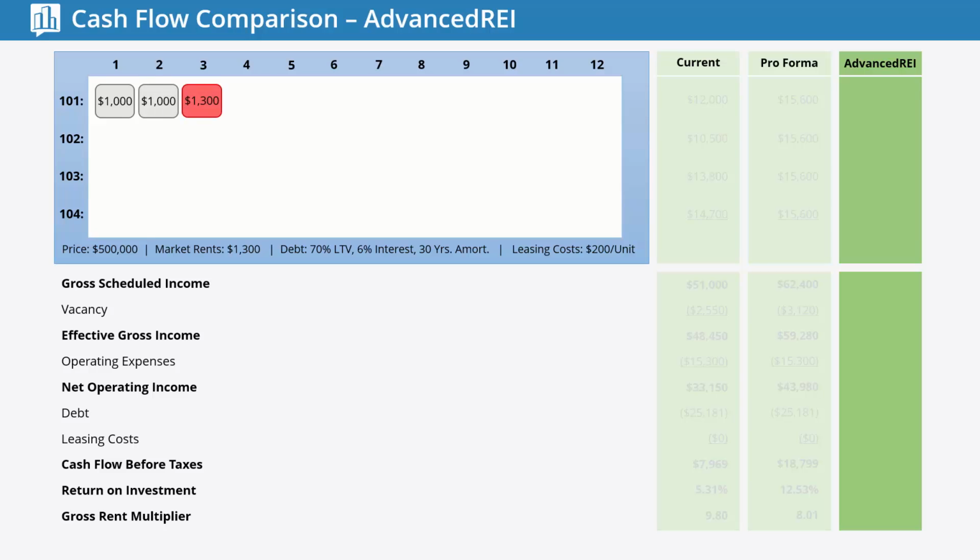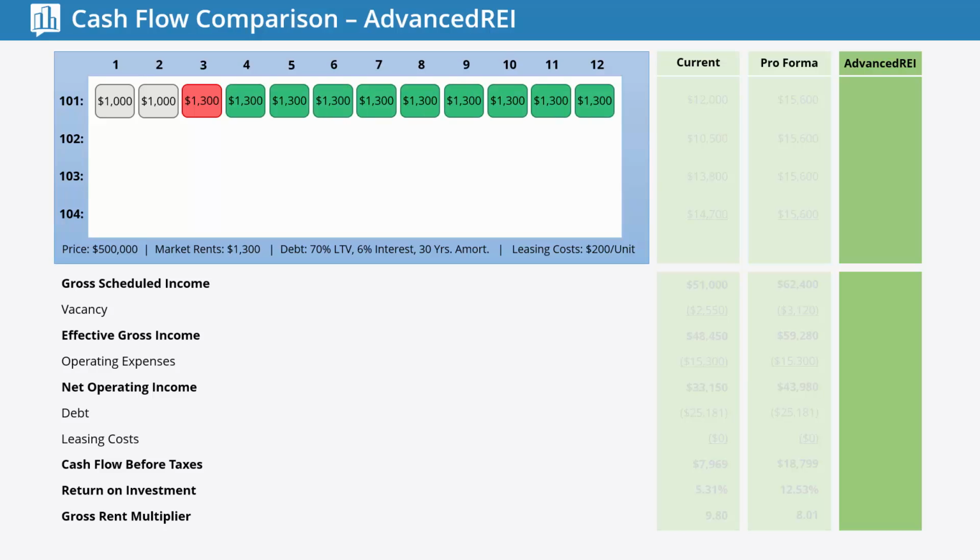Now, Unit 101's rent is $1,000 for the first 2 months, and then a vacancy occurs in month 3, and it takes 1 month to release it, so we lose $1,300 in market rent from the vacancy. We then collect $1,300 a month in market rent from the new tenant who occupies that vacancy. This way we've separated the old tenant from the new tenant by a vacancy, and the model shows everyone being charged the correct rent, for an annual income of $15,000.